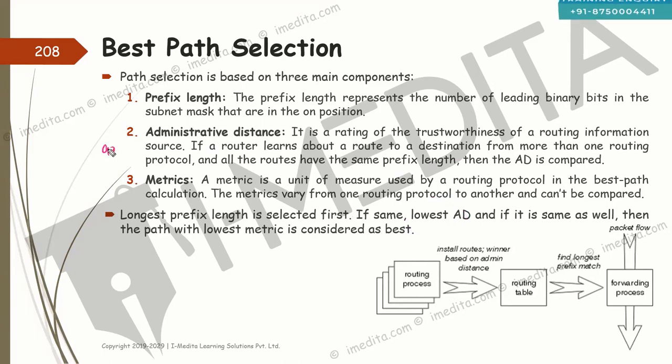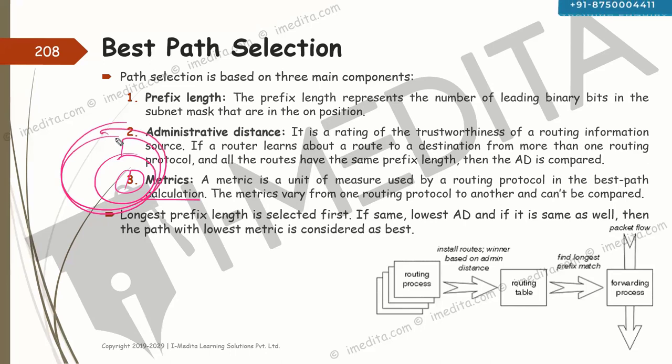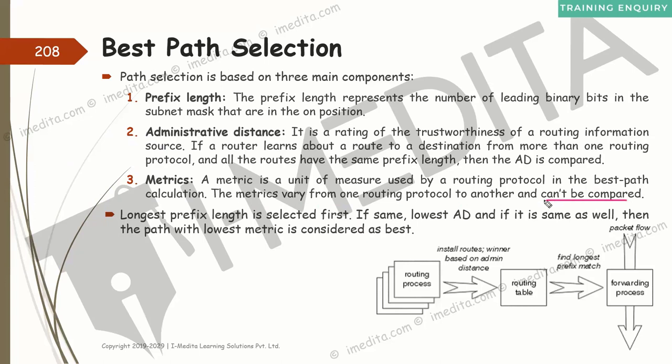And if the AD is the same as well, then it goes to the metric. A metric is a unit of measure used by the routing protocol in the best path calculation, such as hop count, cost, composite metrics, or path vector metrics. The metric varies from one routing protocol to another, and metrics of different protocols cannot be compared. The lower metric is always preferred.